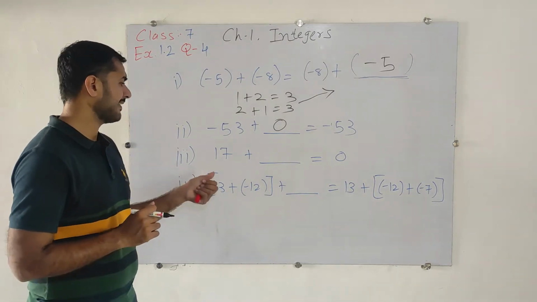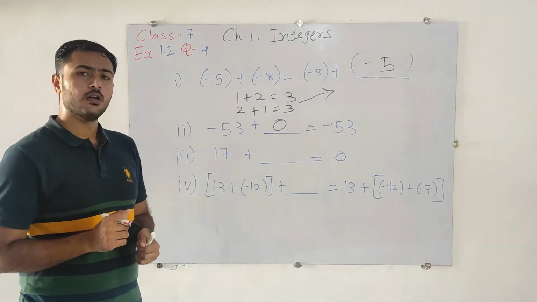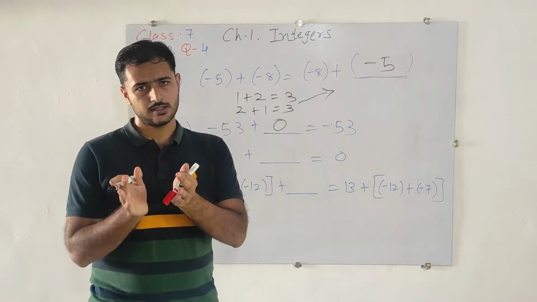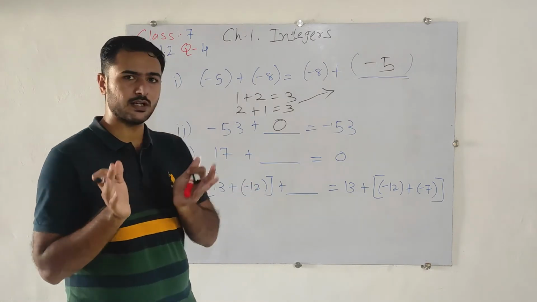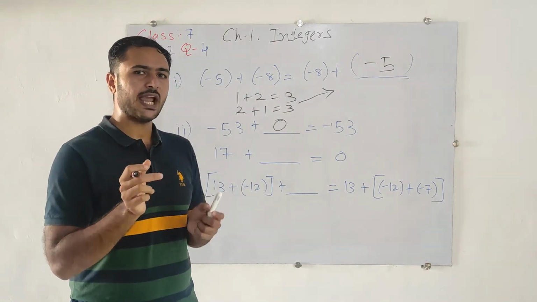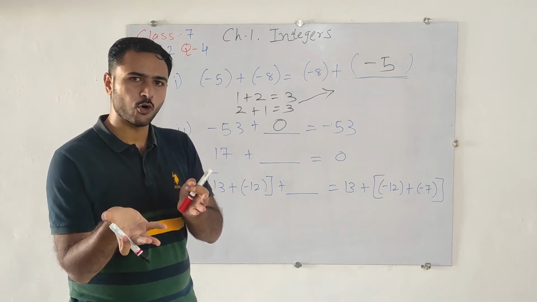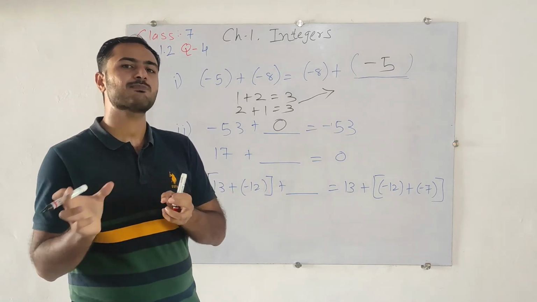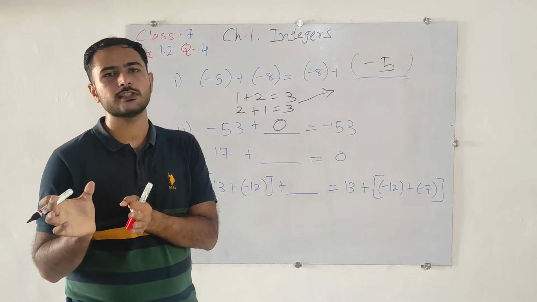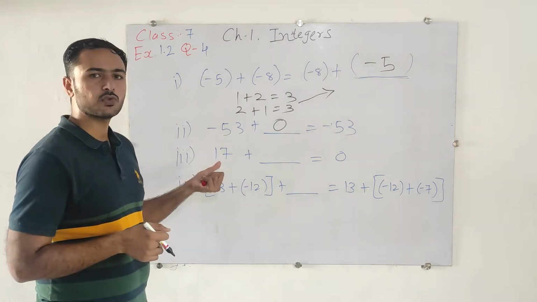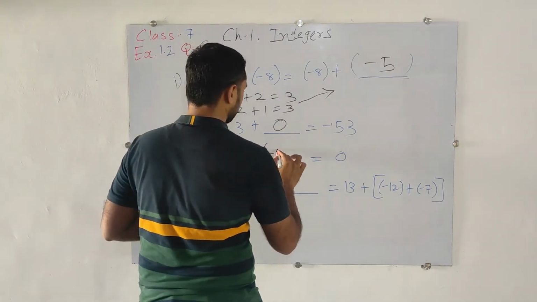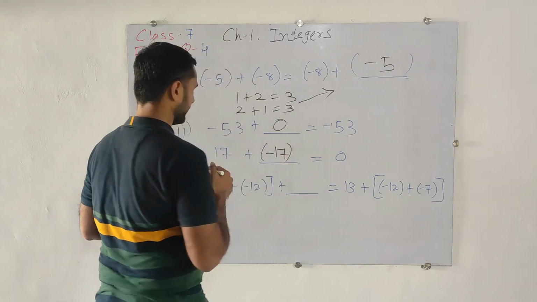Now the third one, 17 plus something is 0. Recently we have seen that if we take the additive inverse of a number and do the sum of both, the answer will be 0. Like 5 plus minus 5 is 0, 23 plus minus 23 is 0. Here it is 17. So what should I add? Minus 17.